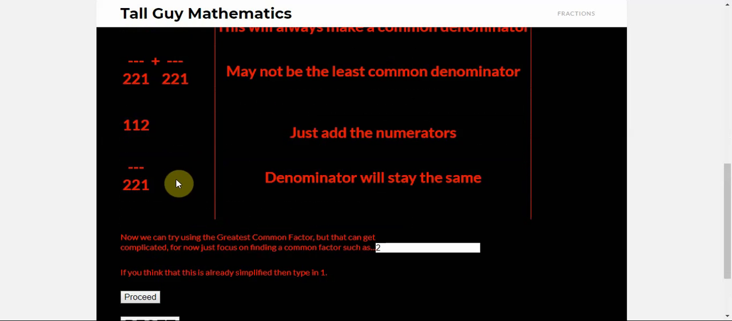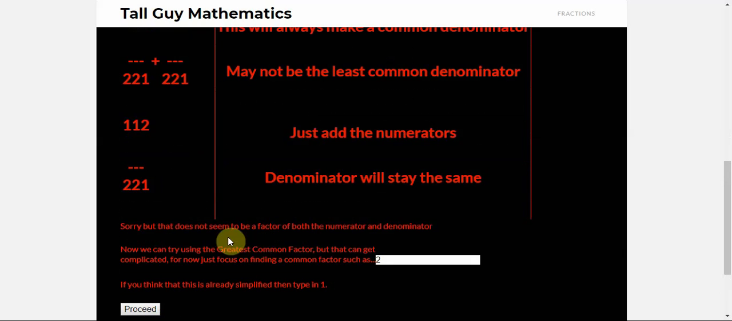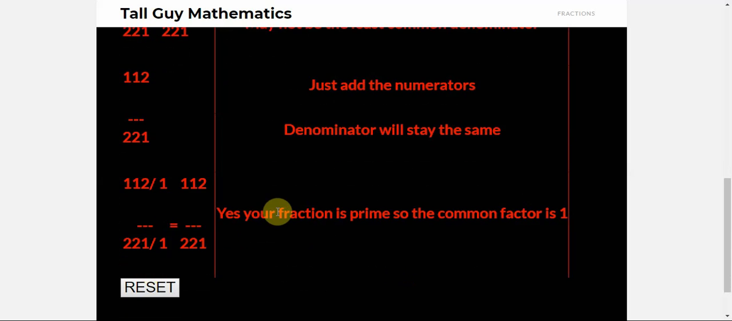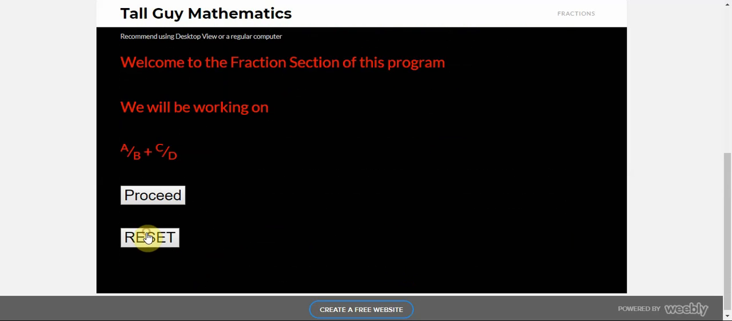And by end result, now it wants you to find the greatest common factor, but you can also simplify by using common factors. Now, we can try 2, but 2 doesn't work. We could try 3, and 3 doesn't work. So if you keep going and you get frustrated with this, you can always just type in 1 to see if it's prime. Oh, this one is prime, I'll be darned. Prime means that it can't be simplified any further.